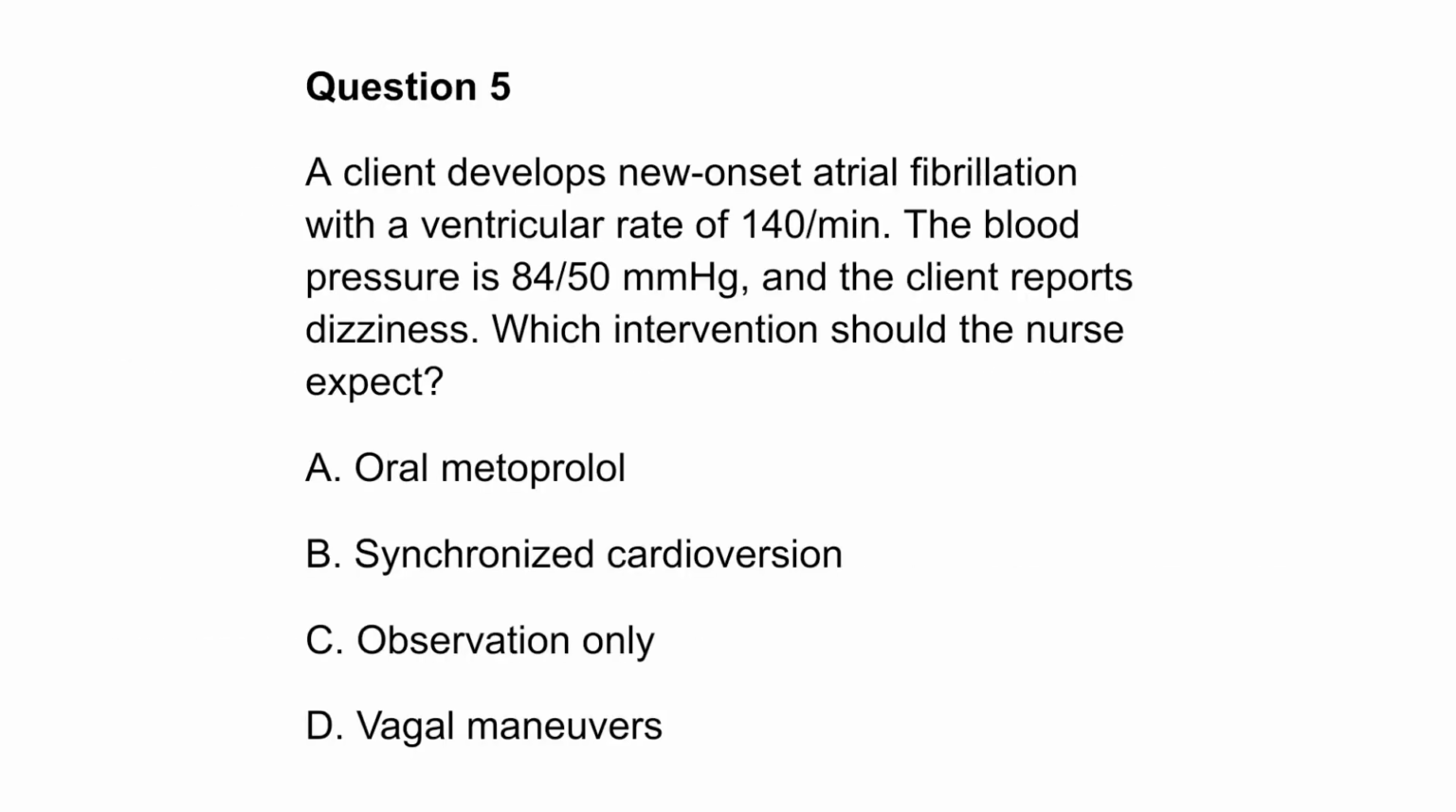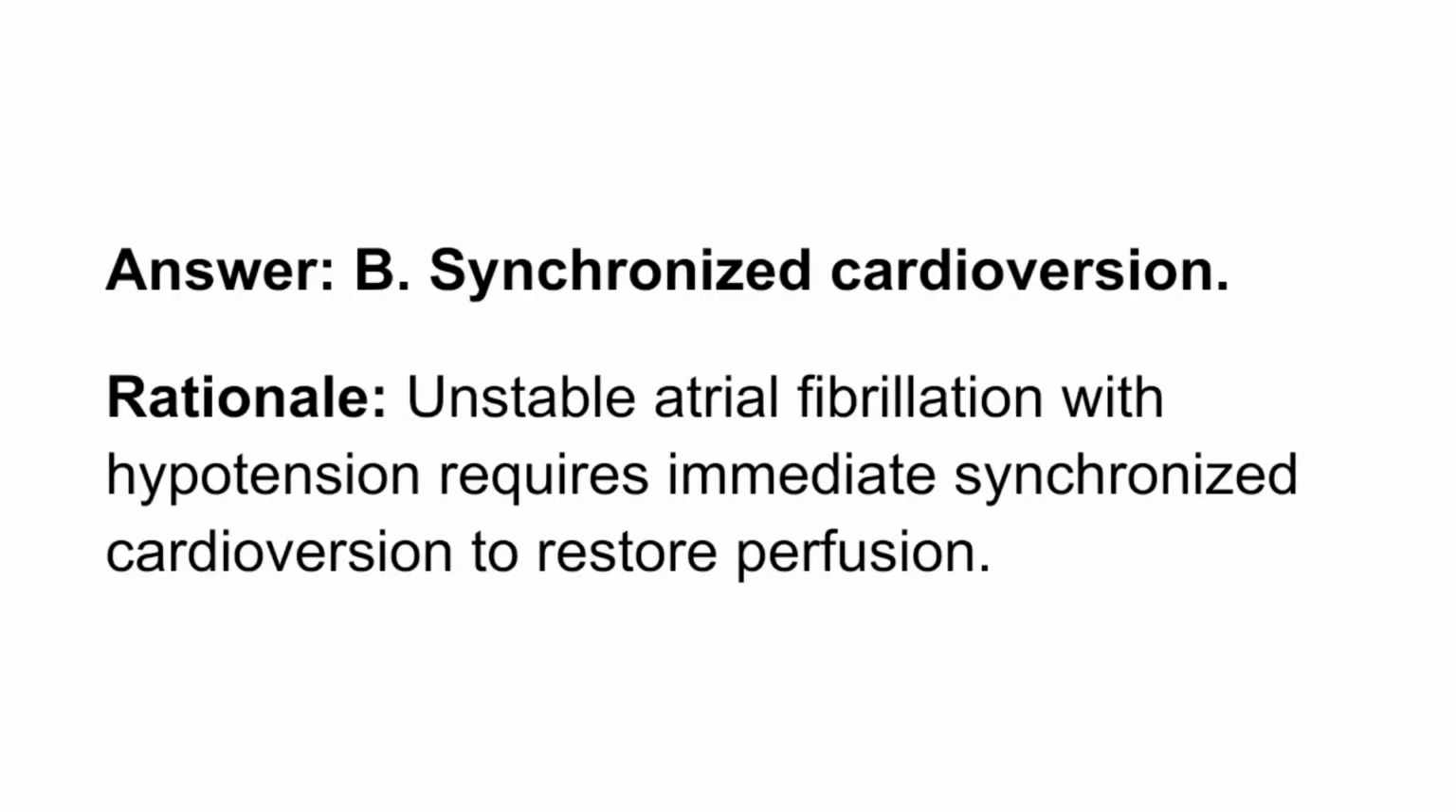Question 5. A client develops new-onset atrial fibrillation with a ventricular rate of 140 per minute. The blood pressure is 84/50 mmHg, and the client reports dizziness. Which intervention should the nurse expect? A. Oral metoprolol. B. Synchronized cardioversion. C. Observation only. D. Vagal maneuvers. Answer: B. Synchronized cardioversion. Rationale: unstable atrial fibrillation with hypotension requires immediate synchronized cardioversion to restore perfusion.